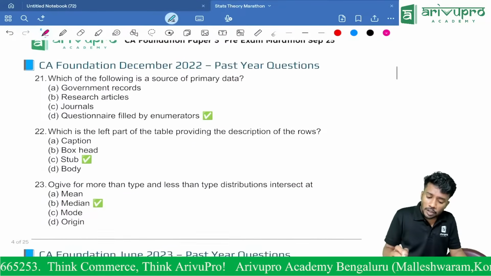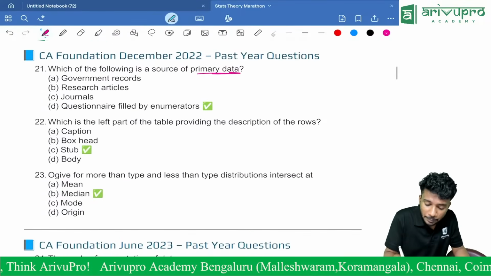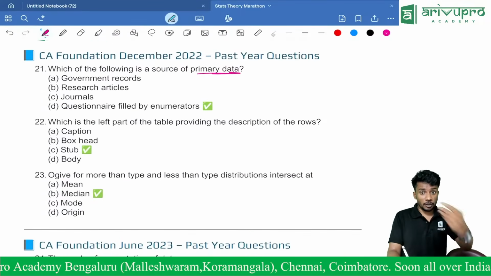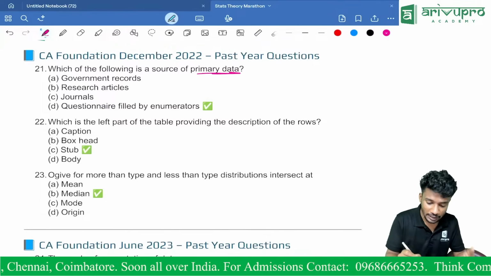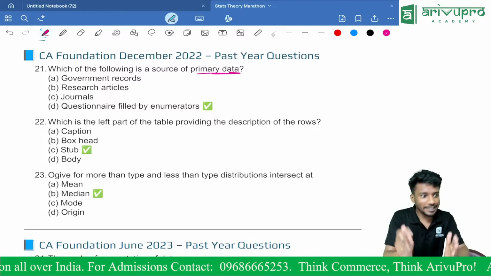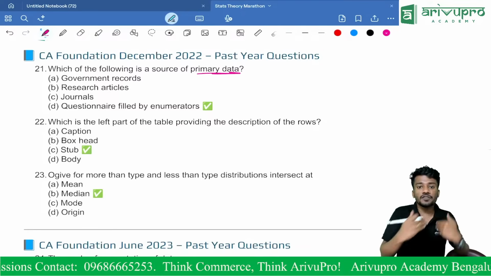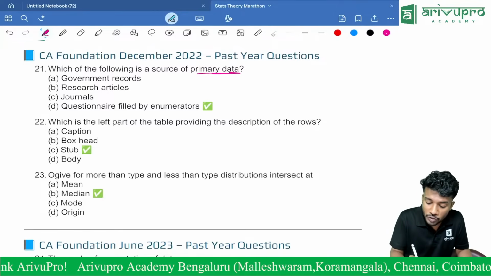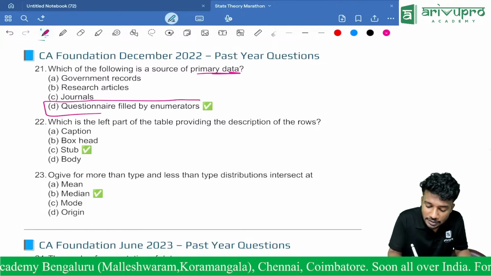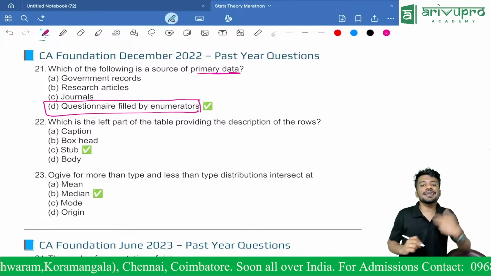Then, which of the following is a source of primary data? Government records mean the data is already there. Is it primary? No, it's secondary. Research articles and journals, the data is already there, we are referring to it, so it is not primary. A questionnaire filled by enumerators is primary data, direct data.